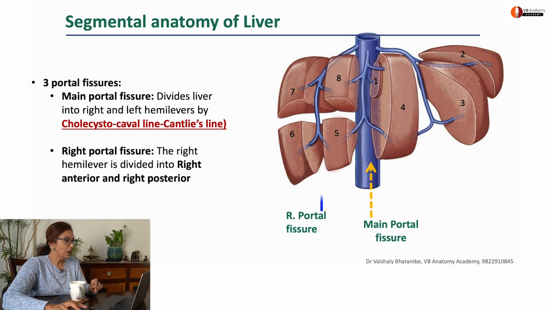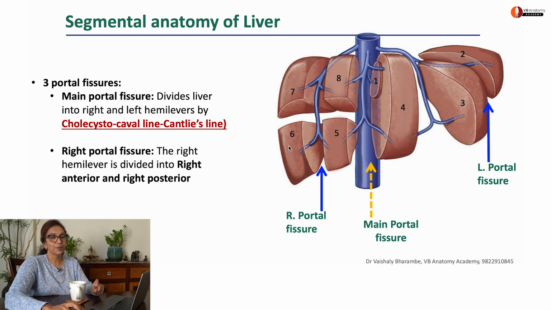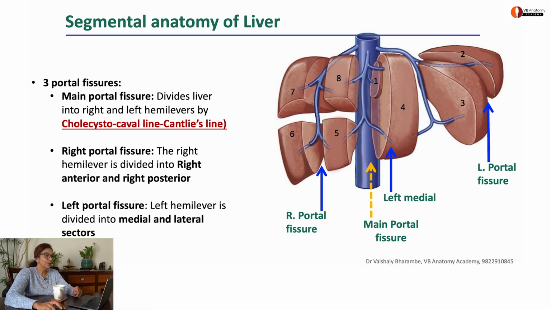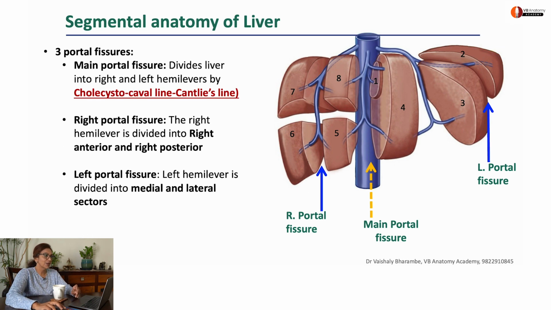Okay. Now let's draw another fissure, the right portal fissure, which is represented by the right hepatic vein. This helps to divide your right part of the liver into right anterior and right posterior. Some authors have called it medial and lateral as well. Now there is a third fissure here, the left portal fissure. Some authors have called it the umbilical fissure. This helps to divide your liver into left medial and left lateral part. So this is how your liver gets divided into sectors.